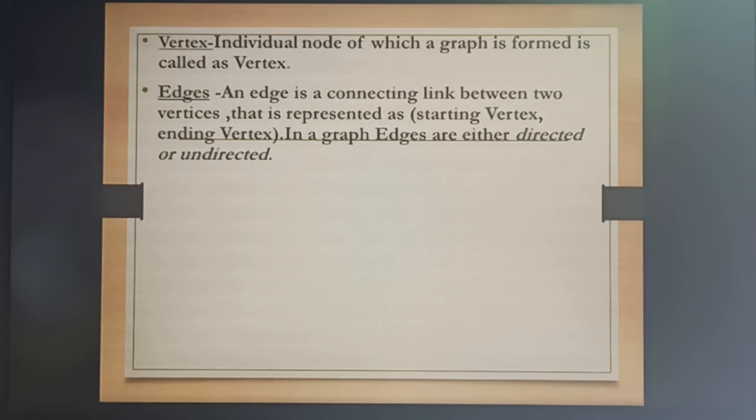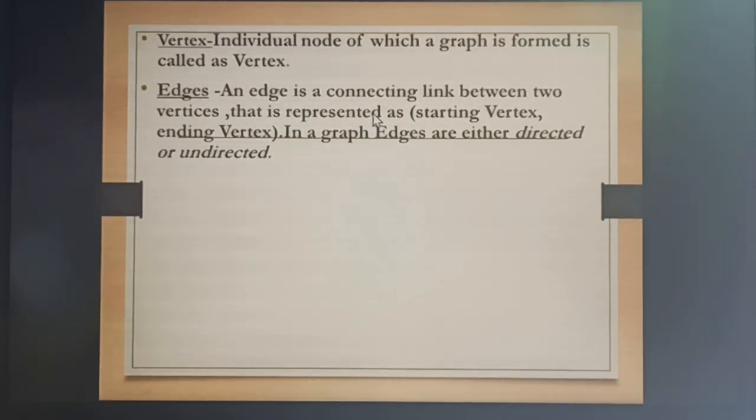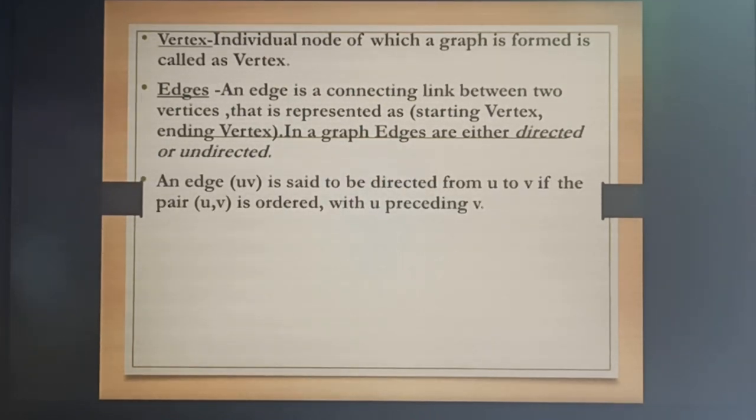Okay. So what are edges? Edges can also be called arcs. One edge is the link that connects two vertices in one graph. According to the definition, an edge is a connecting link between two vertices that is represented as a starting vertex and an ending vertex. So in a graph, edges are either directed or undirected or weighted. You can also say weighted graph is also there. So what is a weighted edge, directed edge and undirected edge?